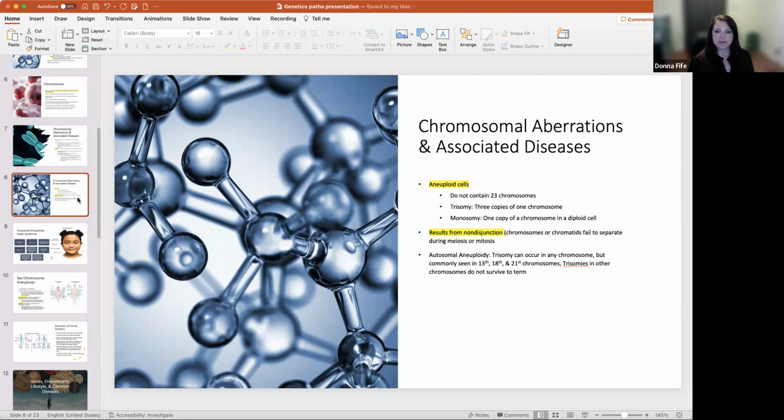Autosomal aneuploidy, meaning trisomy, can occur in any chromosome, but commonly it's seen in the 13th, 18th, and 21st chromosomes. Trisomies in other chromosomes do not usually survive to term.